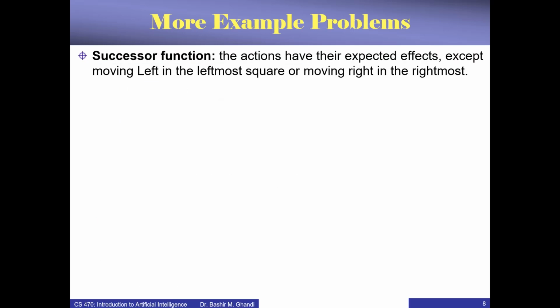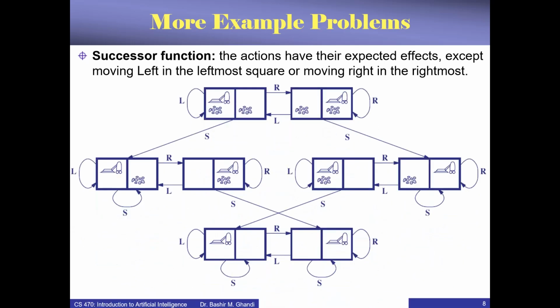Now let's look at the successor function or the transition model. The actions have their expected effects based on where the agent is and based on the condition of that square, whether it is dirty or not. The only case is if the agent is in the left square, then of course he cannot move to the left. He can only move to the right. So applying the action to move to the left will make the agent remain where it is. And similarly for the right, if he's in the right square, he cannot go farther to the right. He can only go to the left. So based on that, this is the transition model for this very simple example.